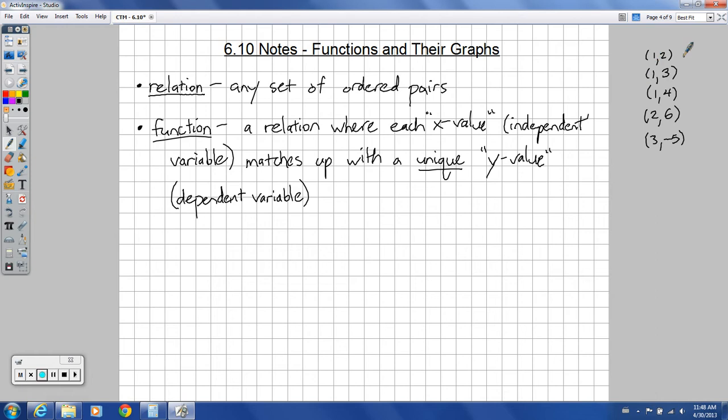And so over here, this would be a relation but not a function, because you have these x values of 1, 1, and 1. They should all match up with the same y value, but they don't. They don't have this unique y value. So if I got rid of this one and this one, now I would have a function. I have different x values here, and they match up with unique y values here. We'll talk a little bit more about what makes a function in terms of their graphs in our next example. So let's check that out.